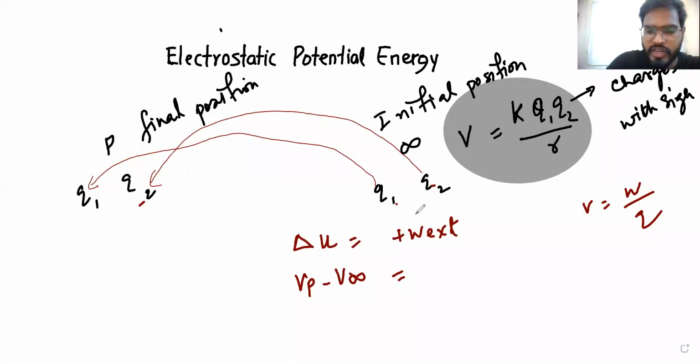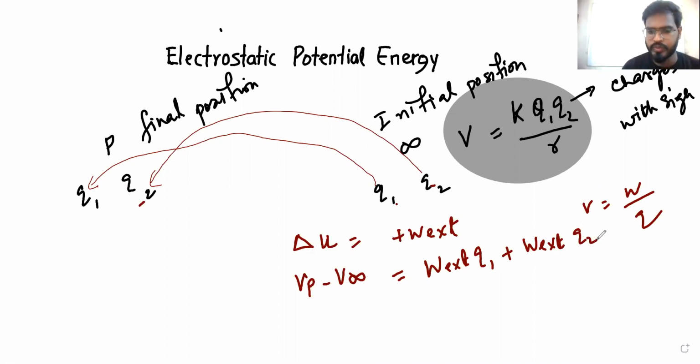So we can say work done to bring the first charge first. Work done by external force to bring Q1 plus work done by external force to bring the charge Q2. Okay, we can say one more thing, that delta U is equal to work done per unit charge.